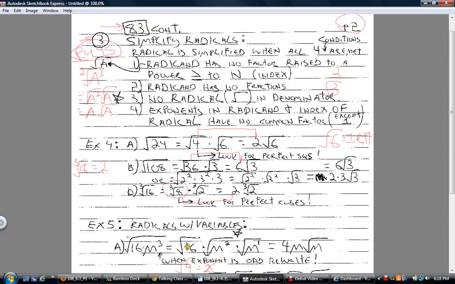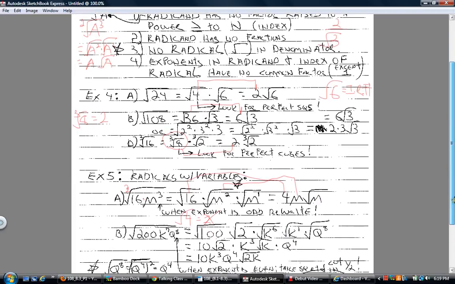So m to the third, the exponent is greater than the index number. There's a 2 there. So you break it apart, go down to the next even number, so m squared times m to the first, because you're adding. 2 plus 1 is 3. The square root of m squared is m. Square root of 16 is 4, and the square root of m you leave. Okay, that's how you work those guys.